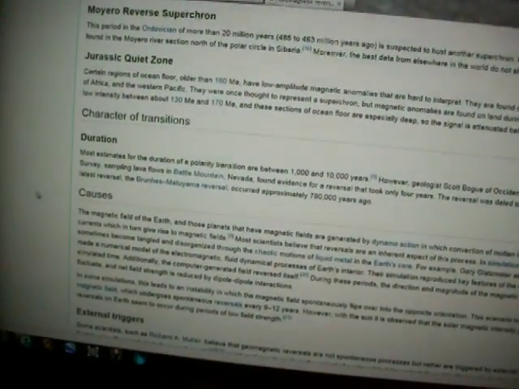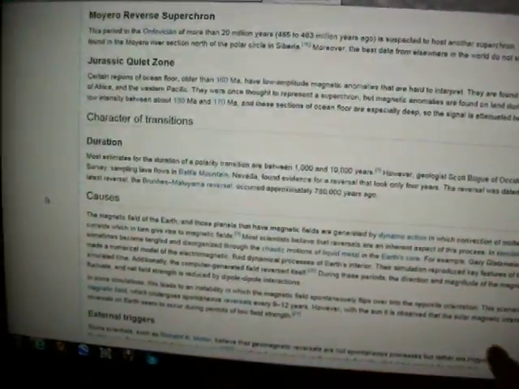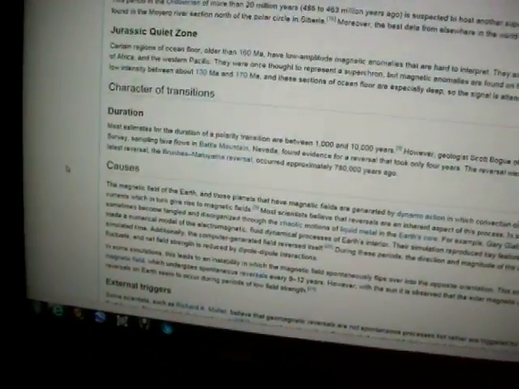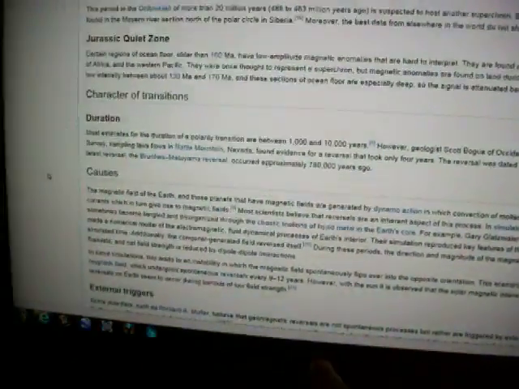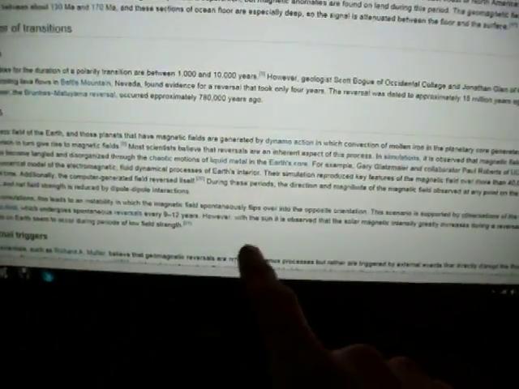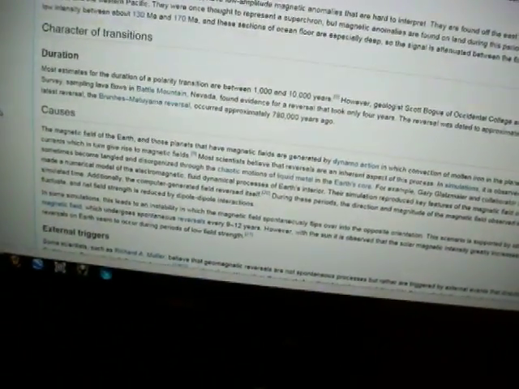In some simulations, this leads to an instability in which the magnetic field spontaneously flips over in the opposite orientation. This scenario is supported by observations of the solar magnetic field. I'm not sure, I think the solar magnetic field is what is being looked at in these simulations, which undergoes spontaneous reversals every 9 to 12 years. However, with the Sun, it is observed that the solar magnetic intensity greatly increases during a reversal, whereas reversals on Earth seem to occur during periods of low field strength.